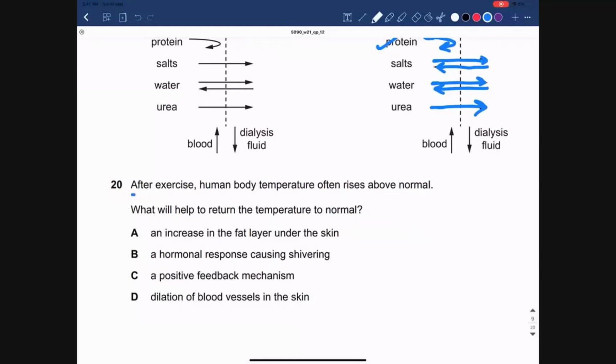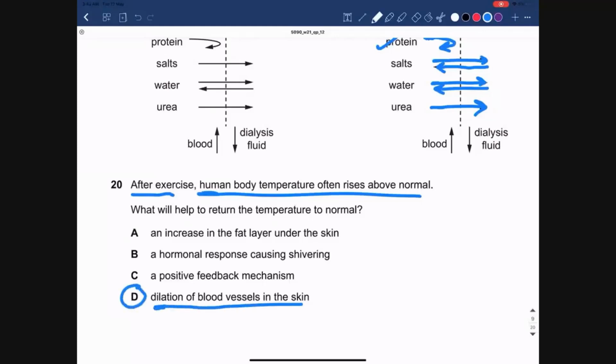Right? Whenever we exercise, our body temperature rises above normal. What will help to return the temperature to normal? As you all know, when the body temperature increases, what happens? A lot of changes within the body occur, and these changes include sweating and vasodilation, that is the widening of the arterioles close to the skin surface. So more blood flows close to the skin surface. So the answer will be D, dilation of blood vessels in the skin.